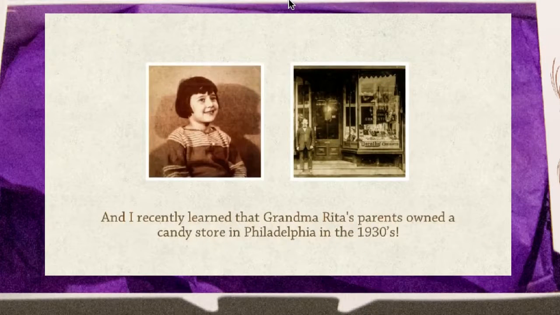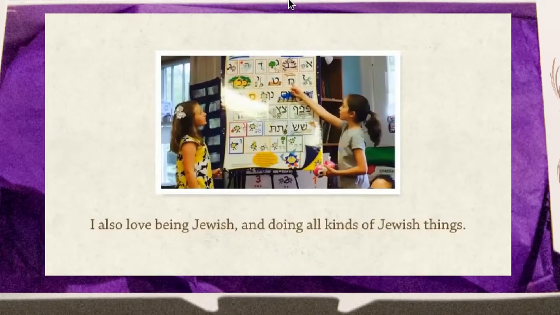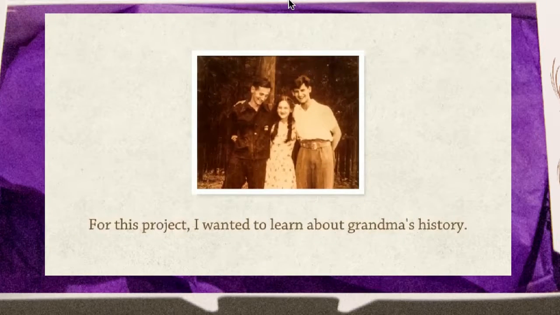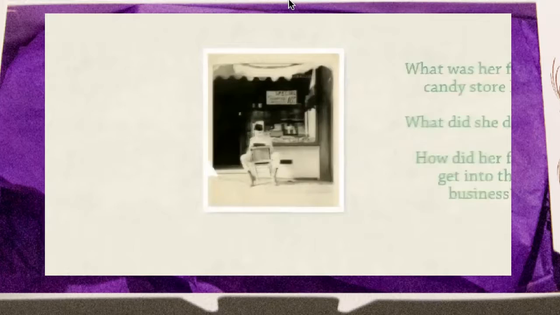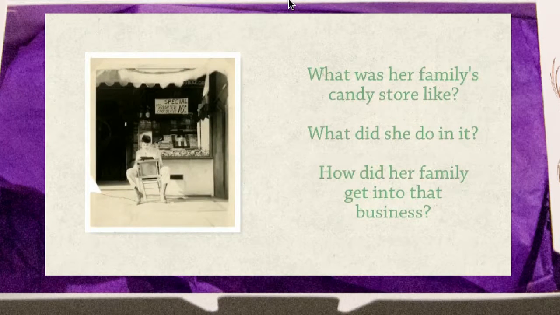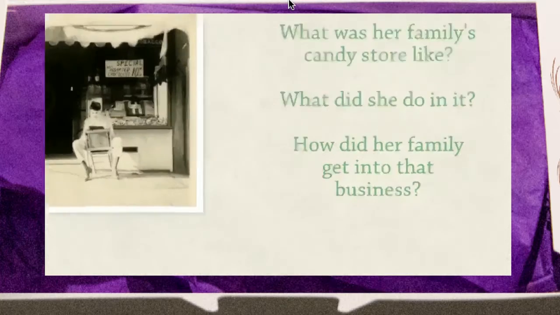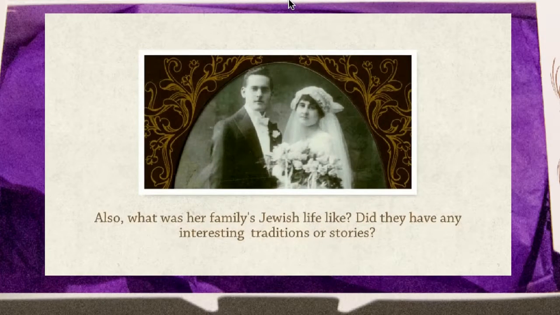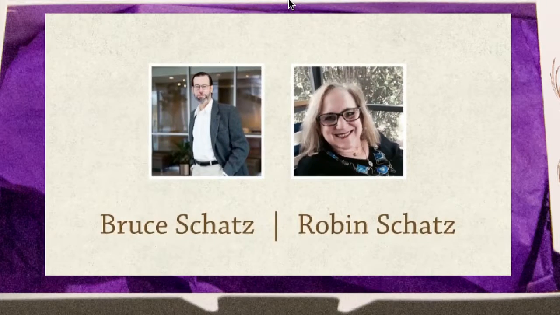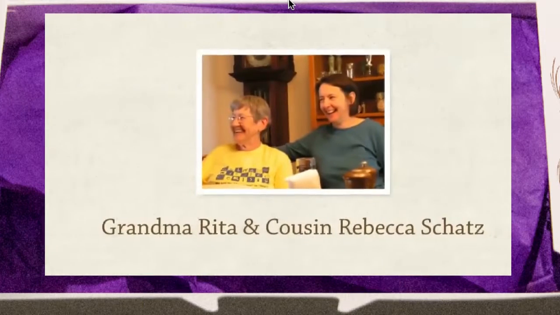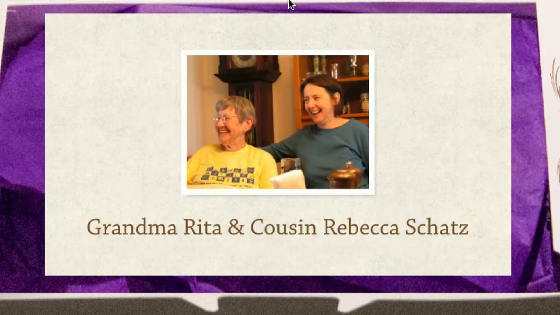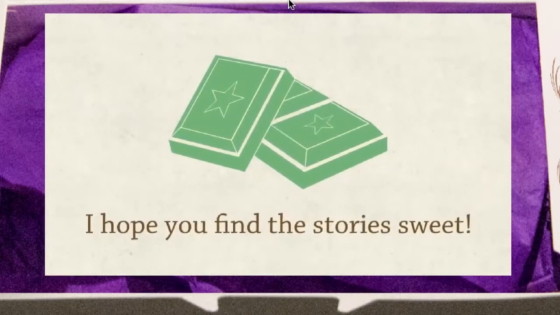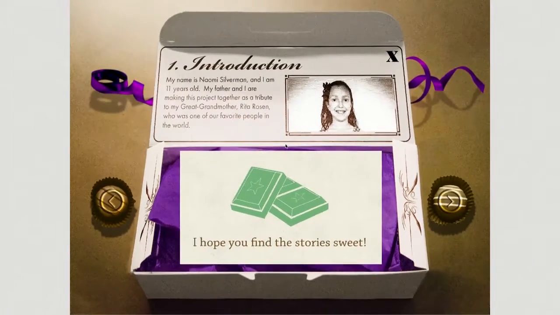And I recently learned that Grandma Rita grew up in a candy store in Philadelphia in the 1930s. I also love being Jewish and doing all kinds of Jewish things. For this project, I wanted to learn about Grandma's history. What was her candy store like? What did she do in it? How did her family get into that business? Also, what was her family's Jewish life like? Did they have any interesting traditions or stories? To find out, I interviewed her nephew Bruce Schatz, her niece Robin Schatz, and read a family book made by her niece Rebecca Schatz of blessed memory. I hope you find the stories sweet.